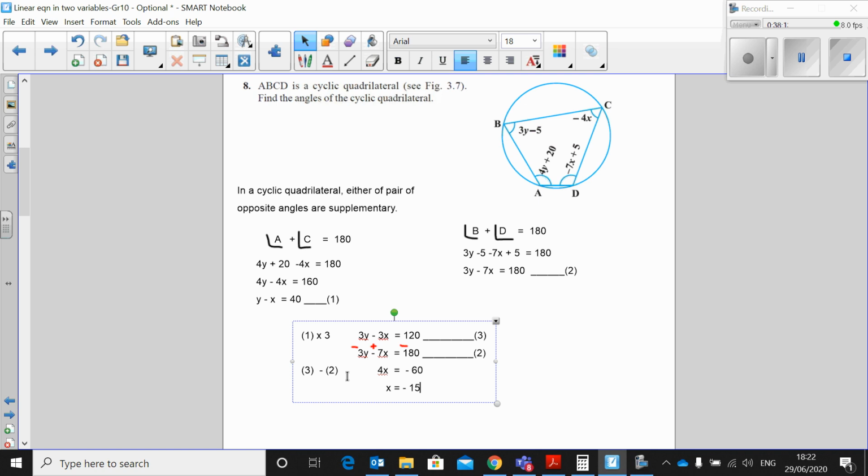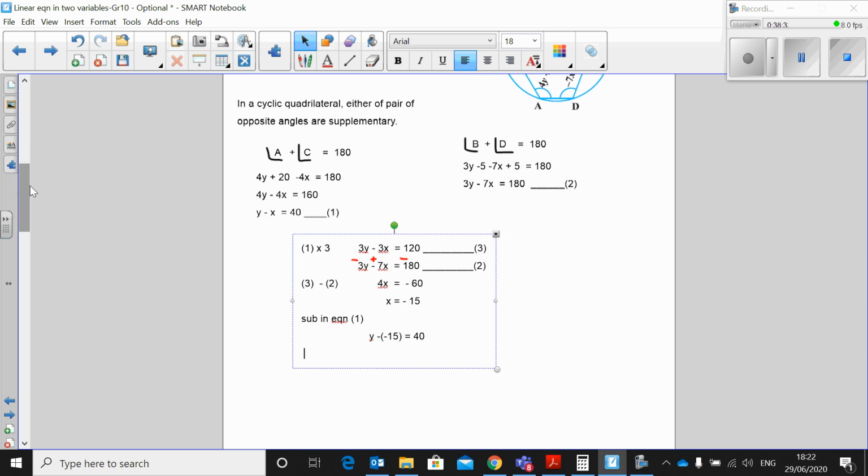We have to find out y. So substitute in equation 1. What is equation 1? y minus x, correct? So y minus of minus 15, which is equal to 40. Y plus 15, which is equal to 40. Then y equal to 40 minus 15, which is equal to 25. Okay, so y equal to 25, x equal to minus 15.